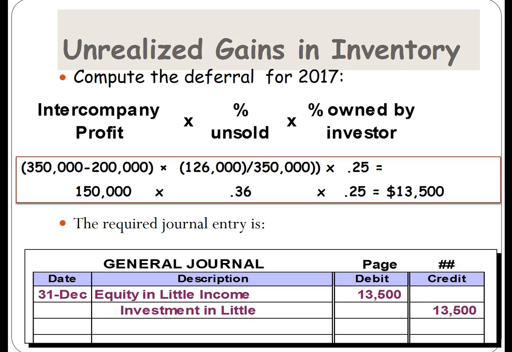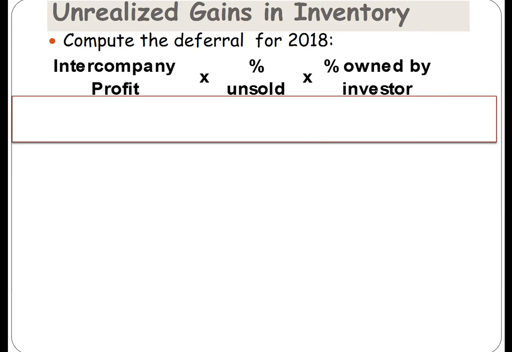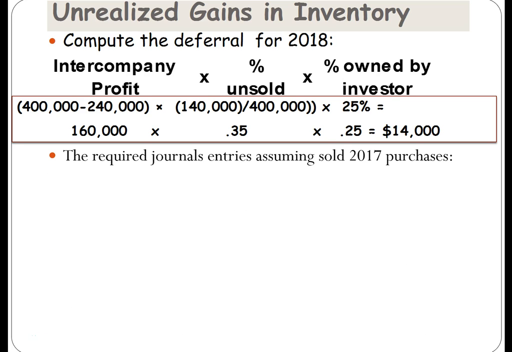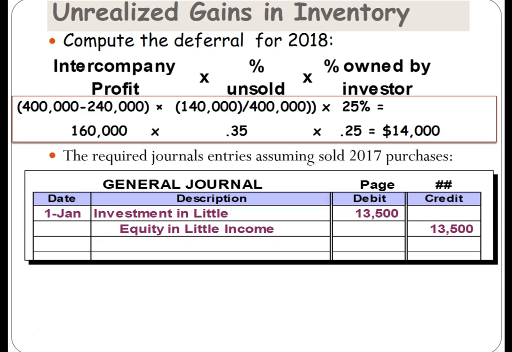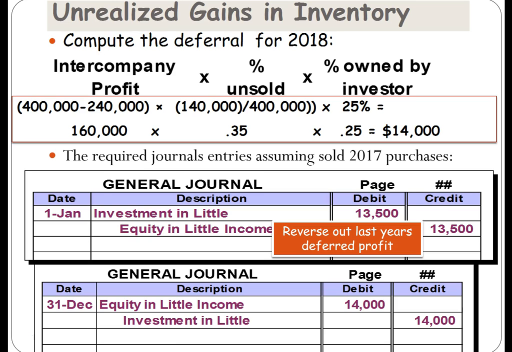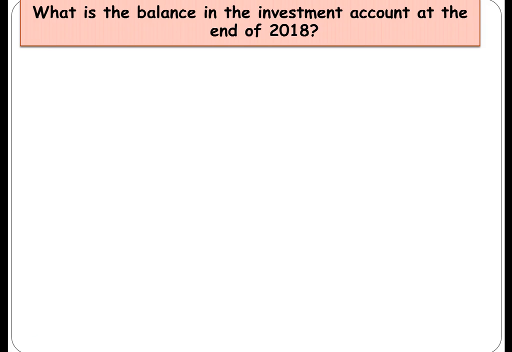Now, what about next year, 2018? Well, we again take the intercompany profit times the percentage unsold times the ownership. So we have $160,000 times 35% times 25% gives us $14,000. But one thing you need to remember is you always have to reverse out the prior year's deferral and then show the new deferral. So the prior year is going to increase equity income and the current year is going to decrease it.